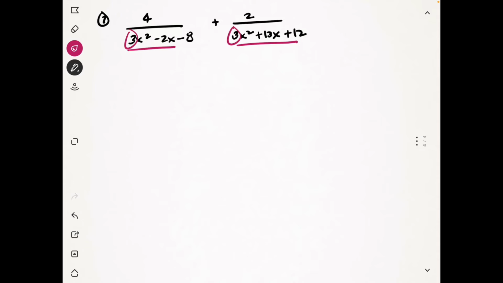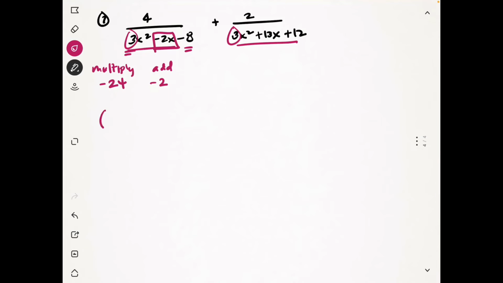I think we covered it earlier in the year. But what we're going to do is we're looking for what multiplies to get 3 times negative 8. So that's negative 24. So multiply to get negative 24, but adds to get this middle part here, and adds to get negative 2.